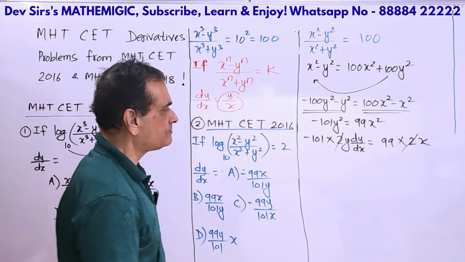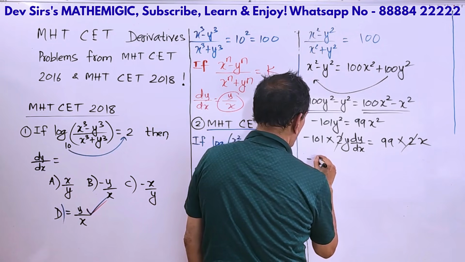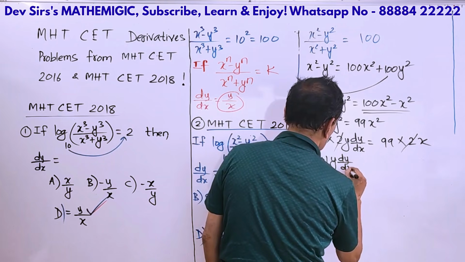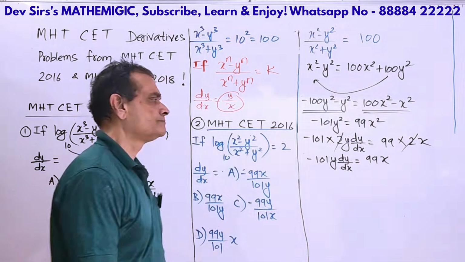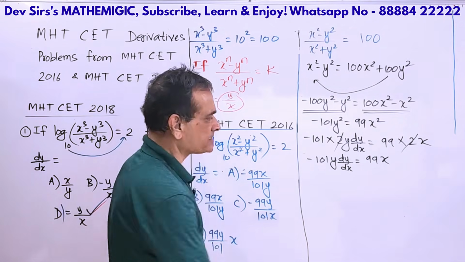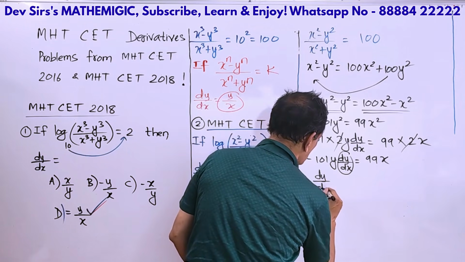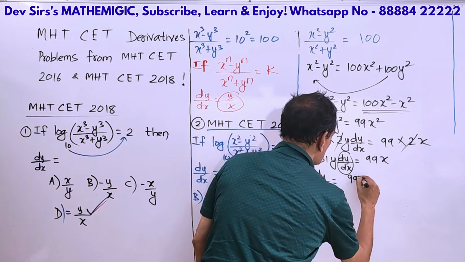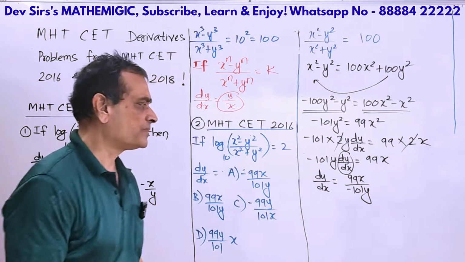So what remains is -101 y dy by dx is equal to 99x. -101 y, we want dy by dx. Keep it on the left hand side. So dy by dx is 99x upon -101 y. That's our answer.